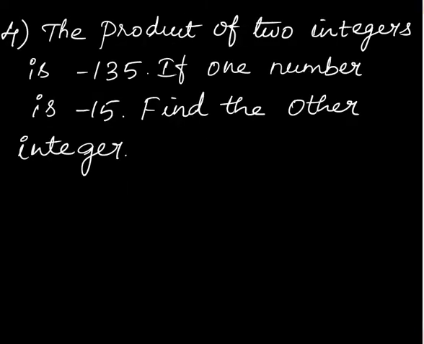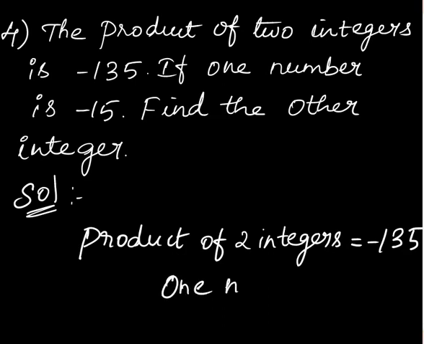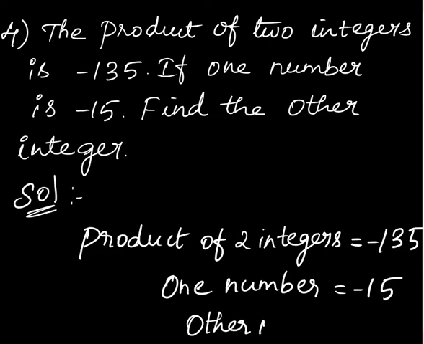Fourth question, the product of two integers is minus 135. If one number is minus 15, find the other number. It's a word problem. We have to write those statements. First write what is the product of two integers. It's minus 135. And they have given one number as minus 15. So you need to find the other integer.